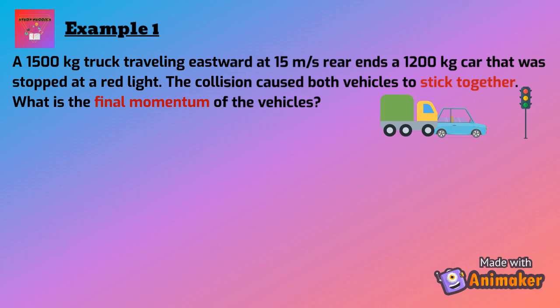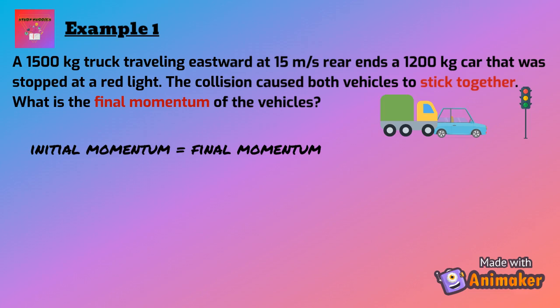Okay, in order to solve this, we have to know what type of collision this is. The keyword of this question is stick together. Based on what we have learned just now, only in perfectly inelastic collision will the objects stick together. Therefore, it's clear that this is a perfectly inelastic collision. We know that the total momentum before the collision is equal to the total momentum after the collision, as momentum is conserved in perfectly inelastic collision.